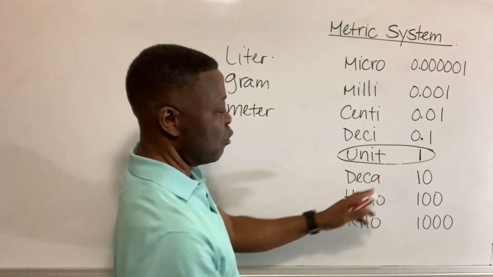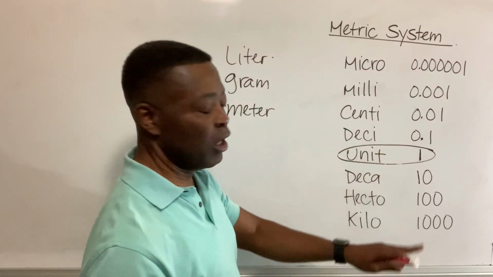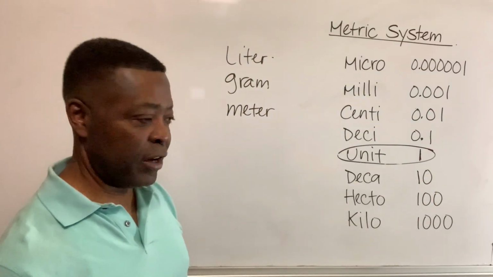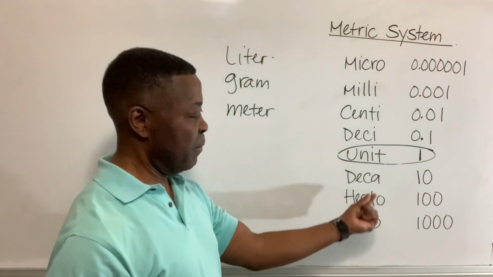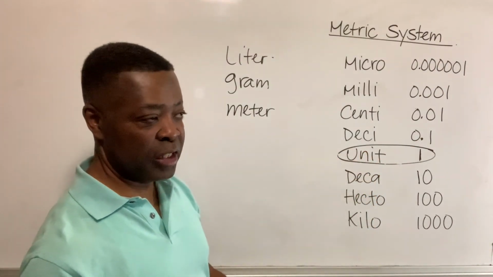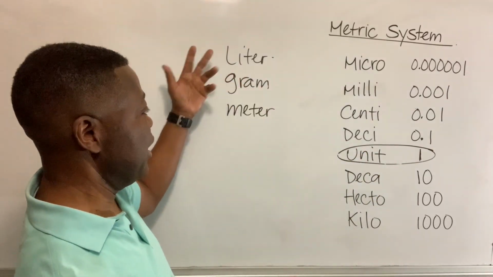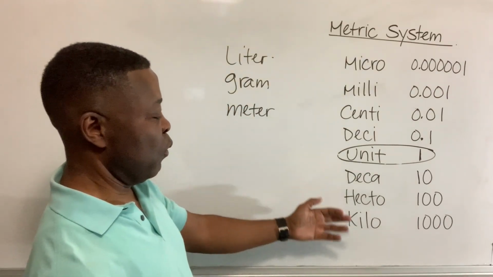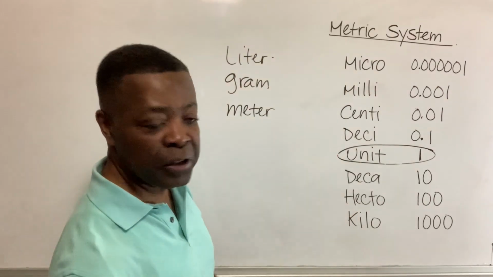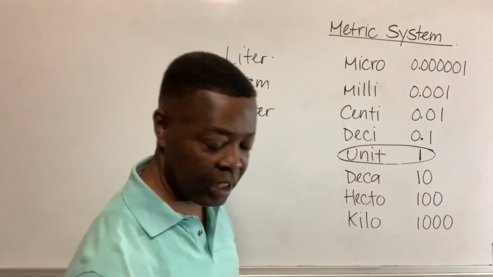If I go down here, 1 gram is 1/10 of a decagram, 100th of a hectogram, and 1,000th of a kilogram. So 1 kilogram is 1,000 gram, 1 hectogram is 100 gram, 1 decagram is 10 gram. It's the same for liter or meter. If I say 1 kilometer, 1 kilometer is 1,000 meter. So it's a decimal system. We go from 10, 1, 10, 100, 1,000, etc.